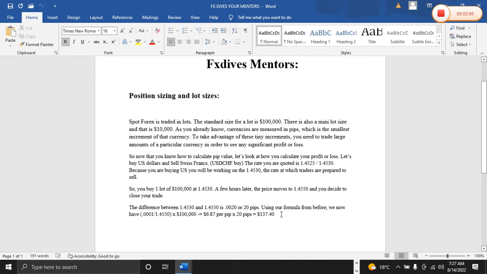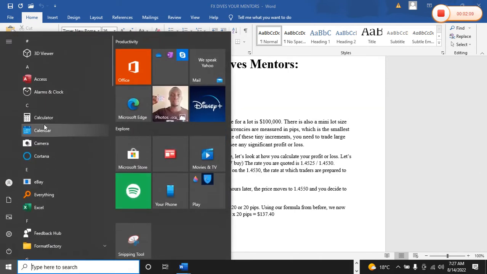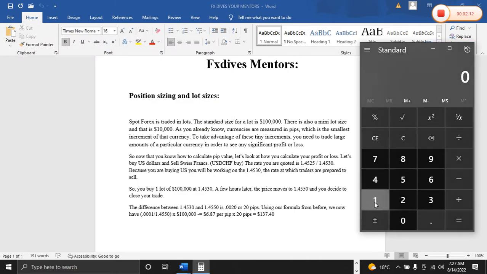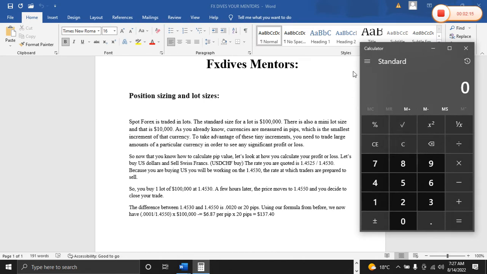Now a standard lot is 1. Let me first get my calculator. A standard lot size is 1, but the mini lot size is 0.10 lots. So this is our mini lot size, but the standard lot size is 1. If you have 10,000 US dollars, per trade you'll be able to use between 0.10 lots and 1 lot. I think we are together. For 100,000, you are advised to use 1 lot and above.